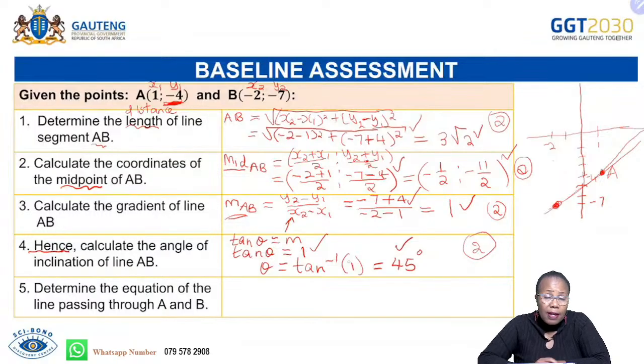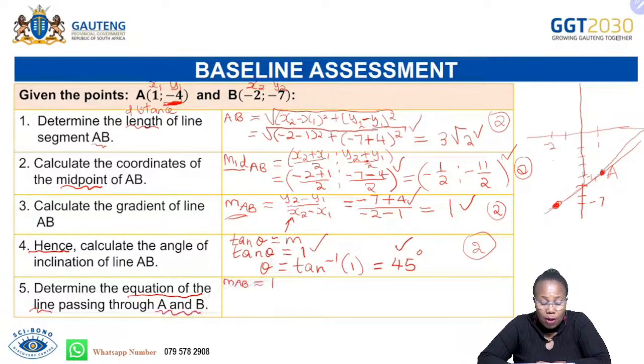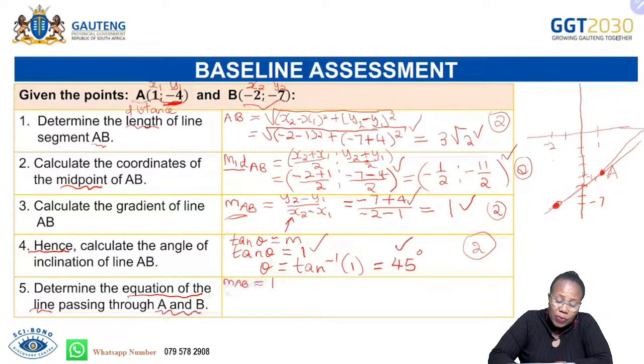And then number 5, now determine the equation of the line passing through A and B. If we need an equation of the line, what do we need, grade 12? We need a gradient and a point that lie on that particular line. So we are taking line AB here. That means we need a gradient of AB. This will be equals to 1 from number 3, okay? And then we need a point that is on that particular graph. You can take any point, either A or B, grade 12, it will give you the correct answer. Now we use y is equal to mx plus c.